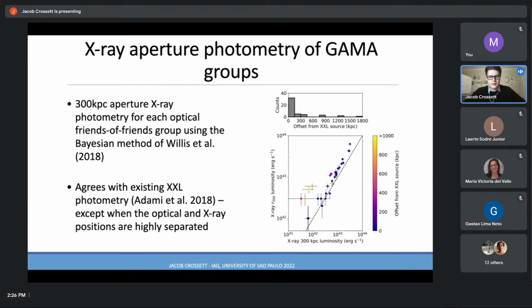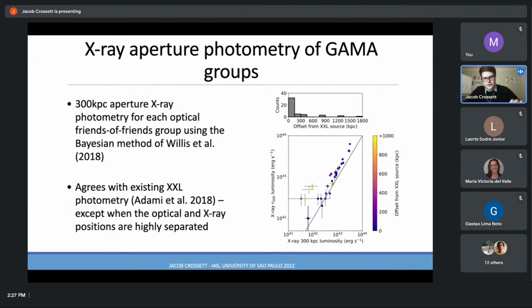Now, we've tested that this agrees with existing data. There's a small overlapping subset with other XXL data from Adami et al. 2018. And what we can see is that for almost all the groups, the X-ray luminosity from the 300 kiloparsec aperture photometry matches the R500 luminosity from Adami et al., almost always very close to 1-to-1.